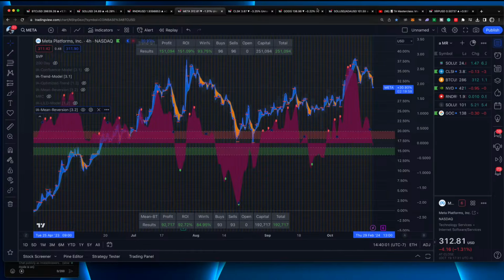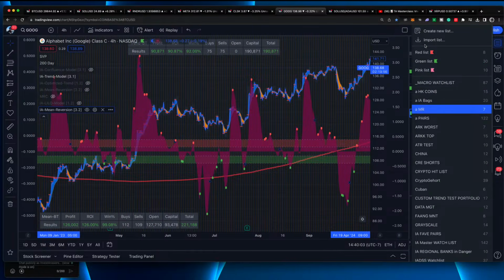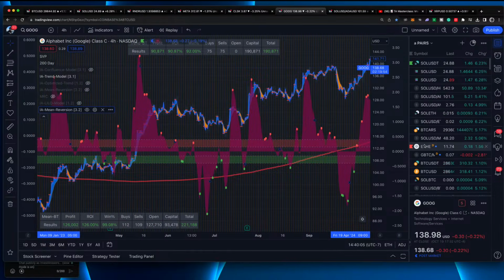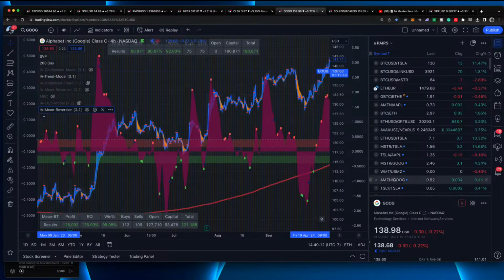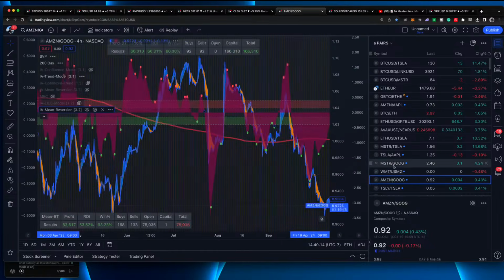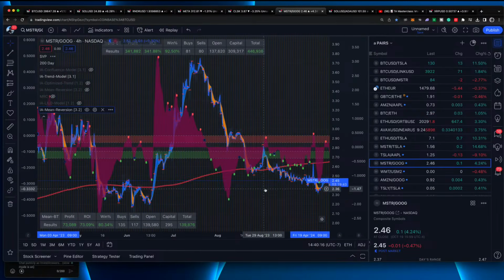I'm going to, where is our Google chart? So what I have here is I've got all my pairs. Tons and tons and tons of pairs. Let's see if I have any pre-made ones for Google. Amazon Google. I got MicroStrategy Google too, which I look at as well.